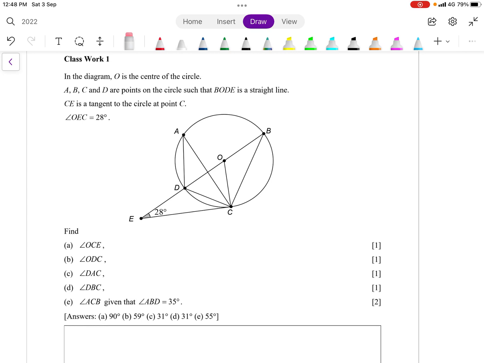In the diagram, O is the center of the circle. They give you the center of the circle. Most probably they give you the diameter. Okay, right. Diameter is here. A, B, C, and D are the points on the circle such that B, O, D, E is a straight line. Okay. CE is a tangent. So I have a tangent as well.